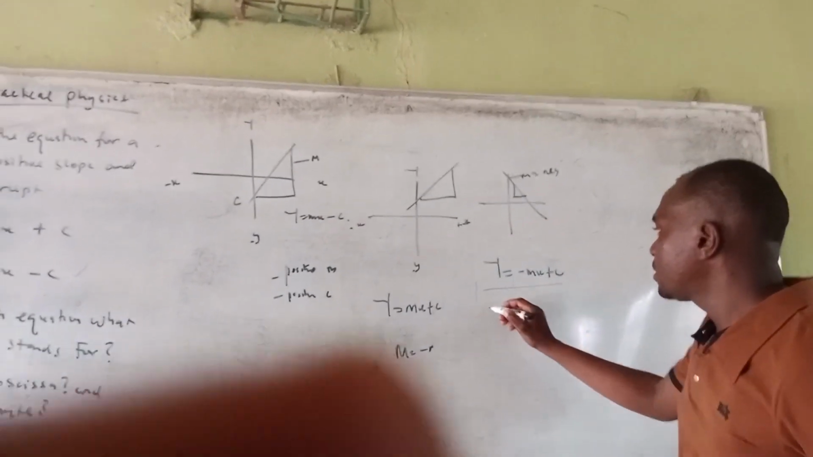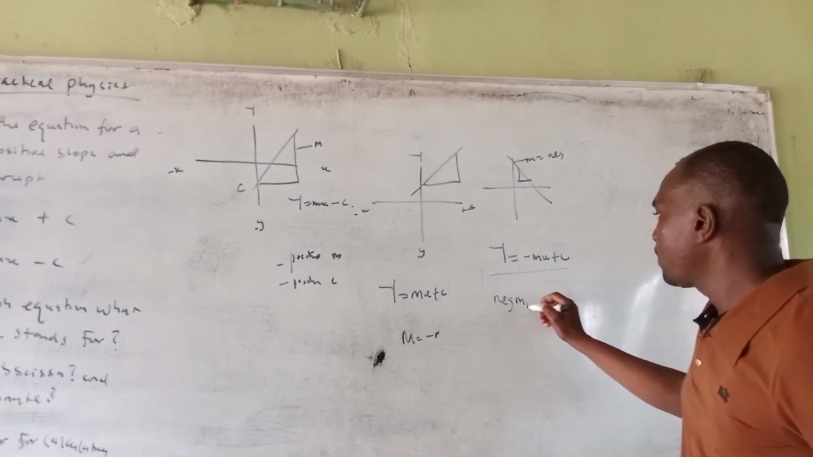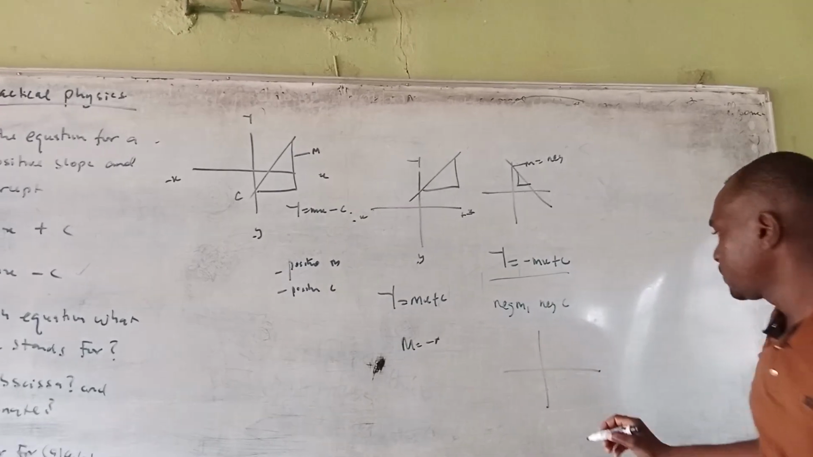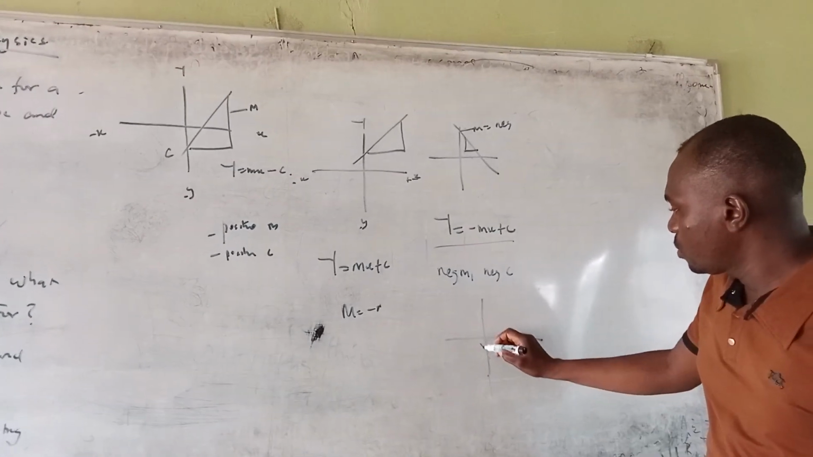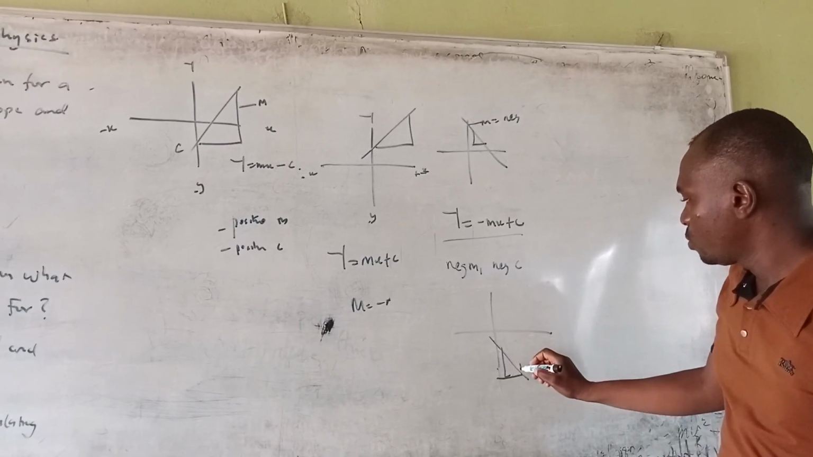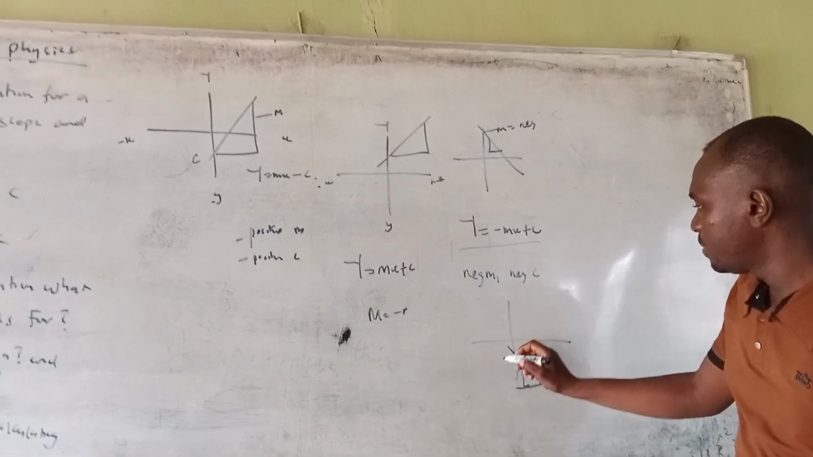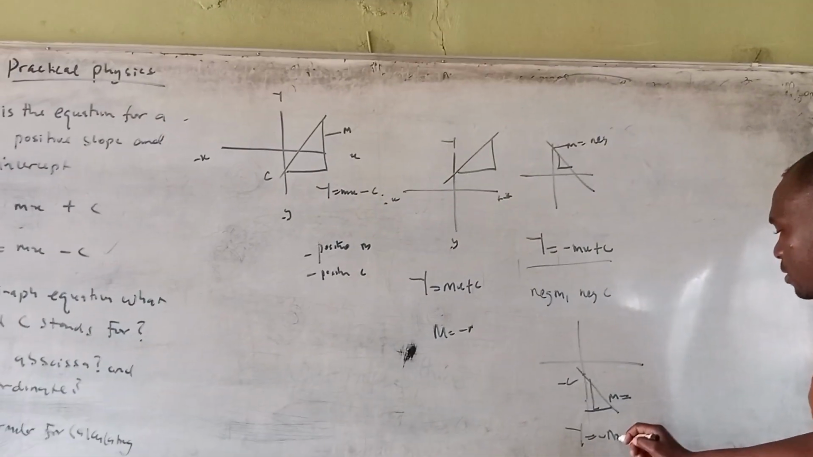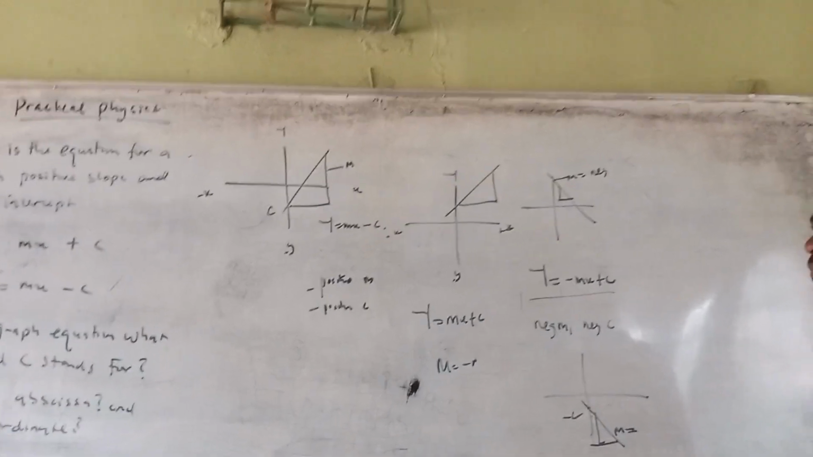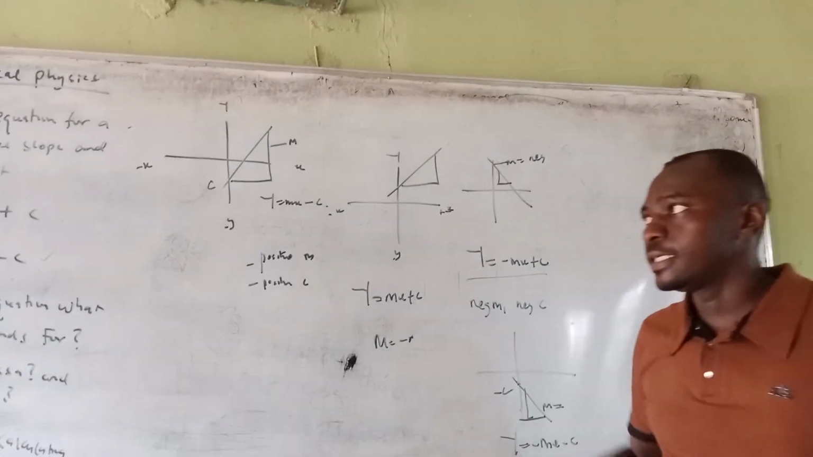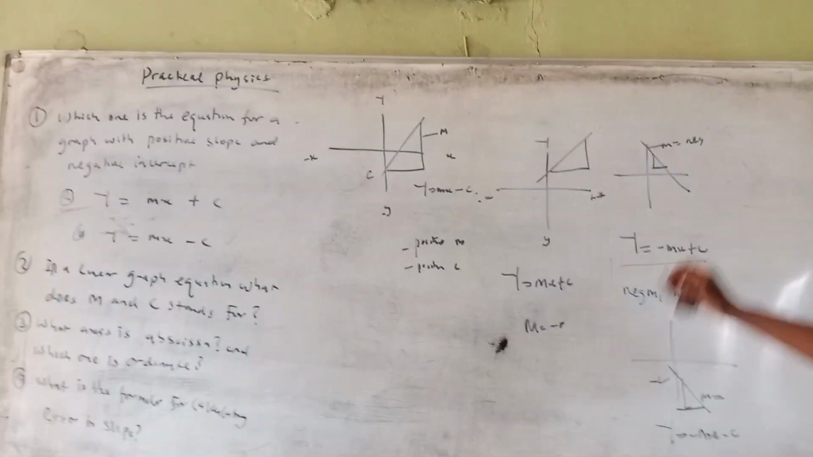Another one that has negative slope, negative intercept is going to be like this. So we're going to fall like this. The slope here is negative, the intercept here is negative. So the equation is going to be y is equal to minus mx minus c. So these are the questions you see when it comes to sketching graphs. So let's go to the second question.